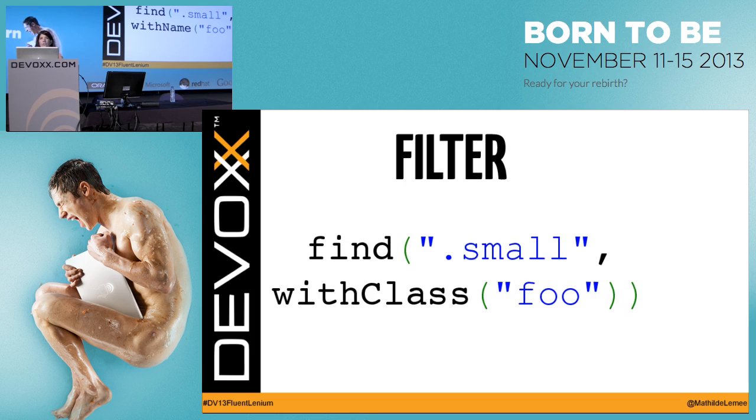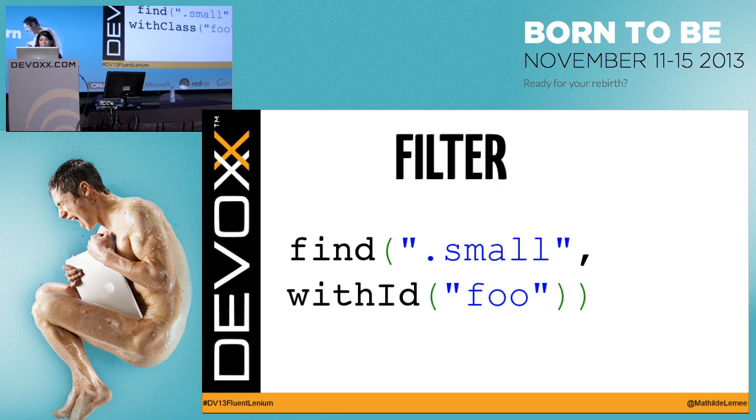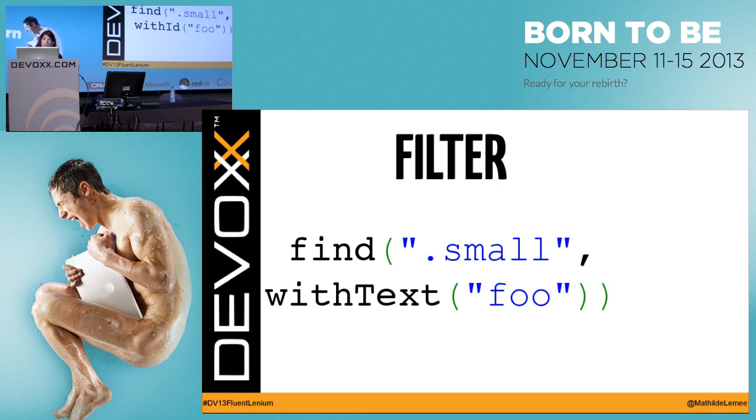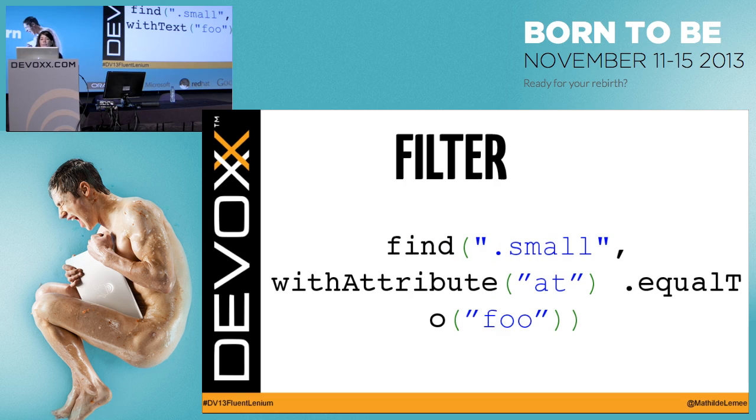So we provide, in fact, a filter API to help people really target the elements they want on the page. You can filter like that with the name: okay, I want to find all the elements that have a class small and whose name is foo. So you've got with name, with class, with ID, you can filter by ID, you can filter by text, you can filter by attributes. So you give the attributes you want.